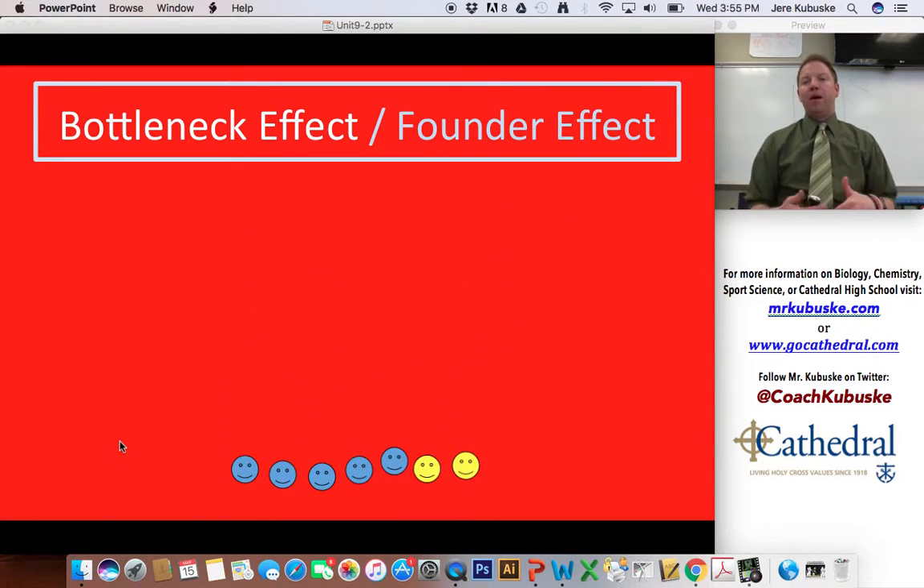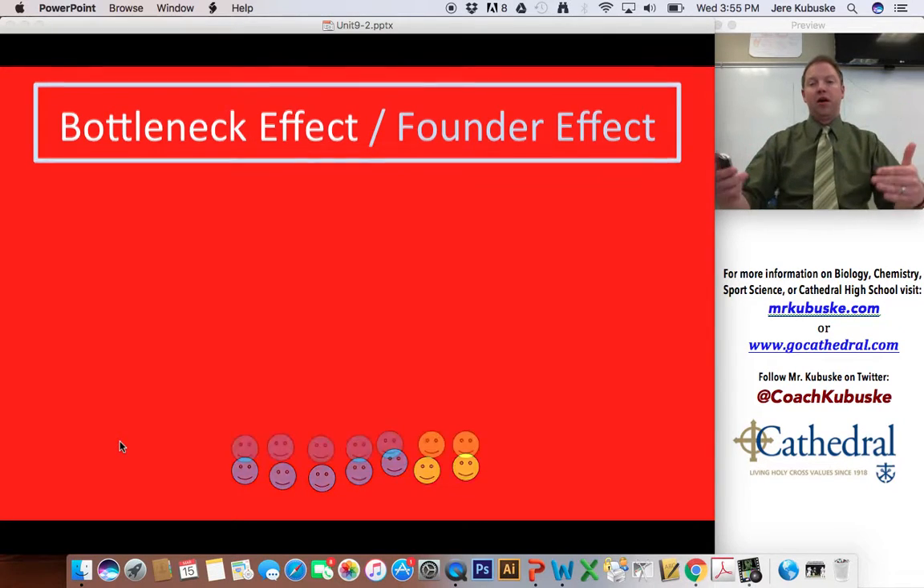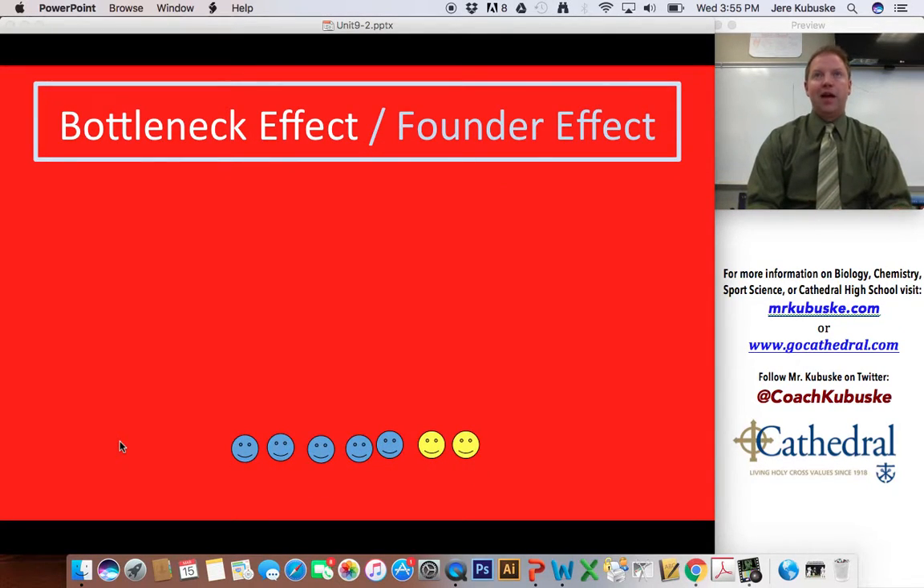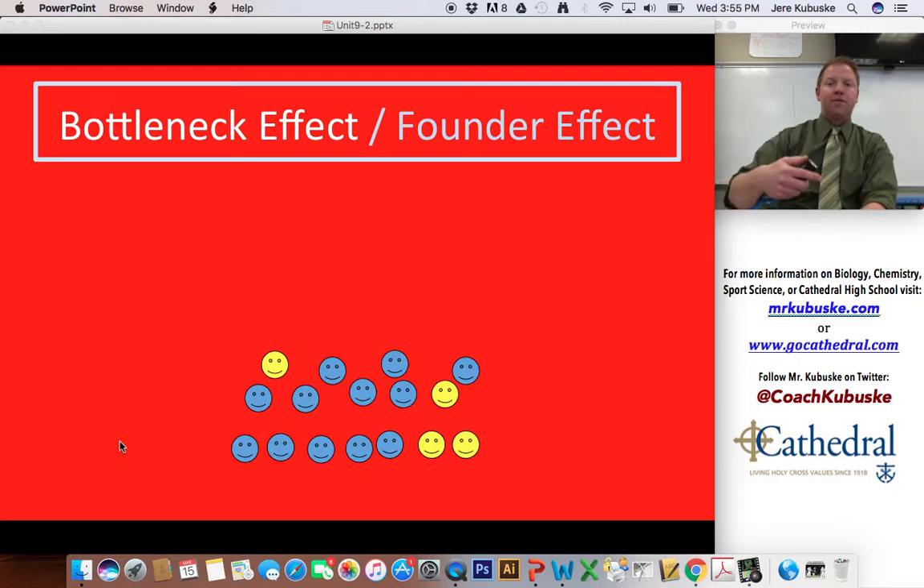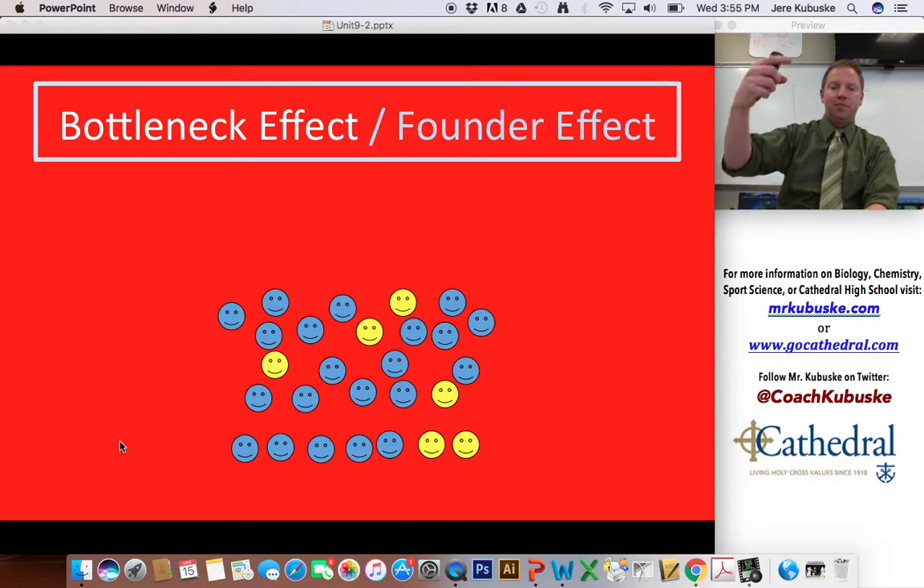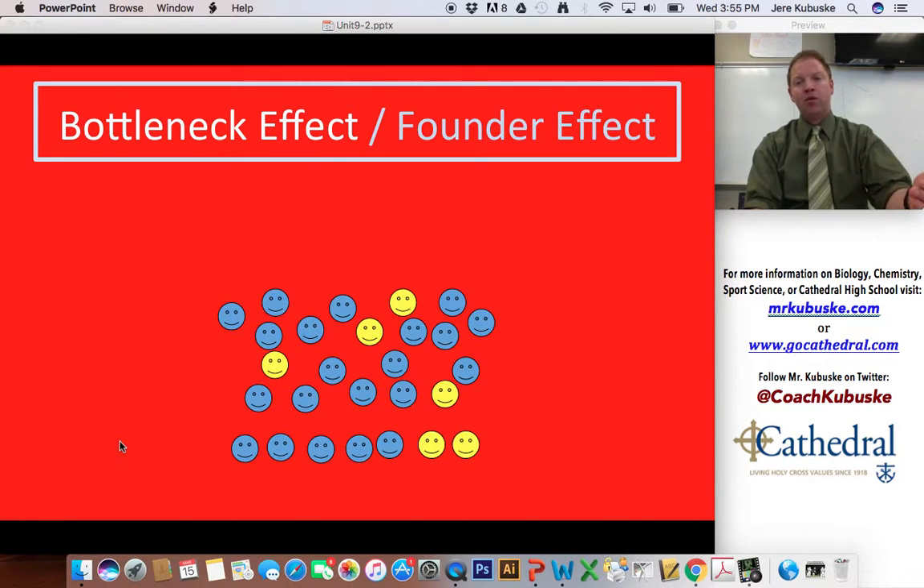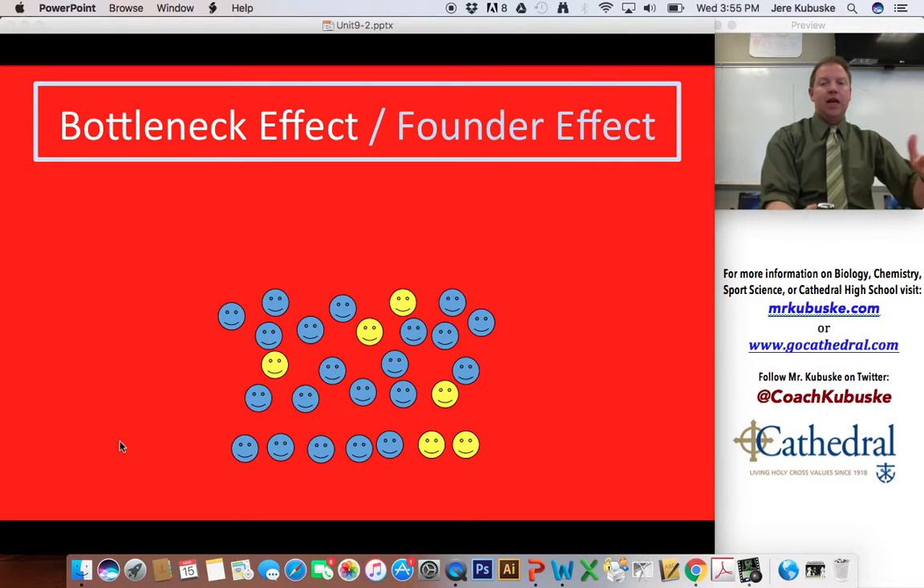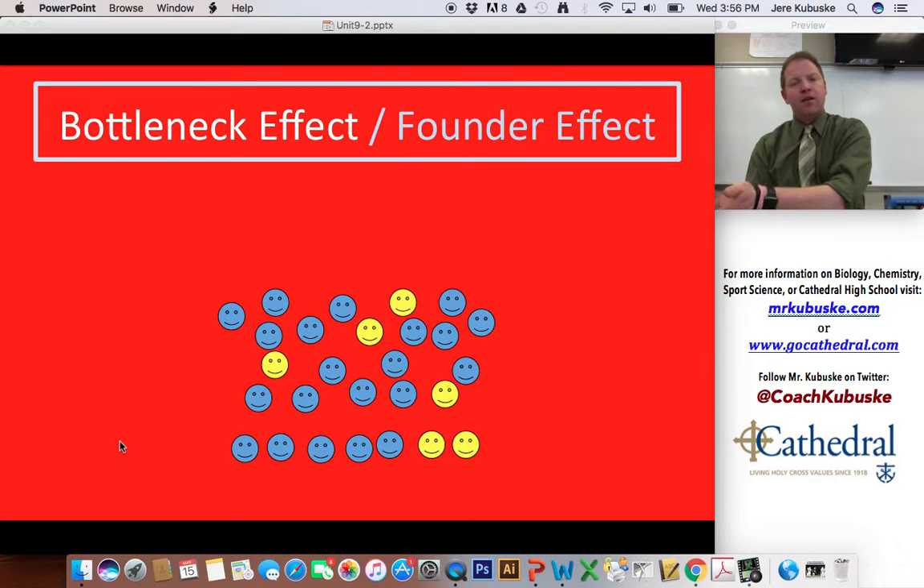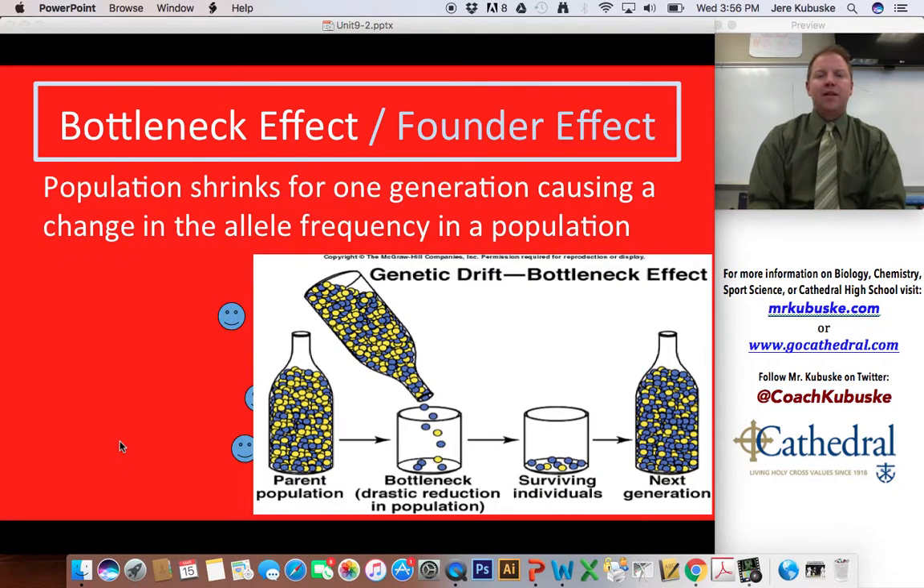So what will my population look like pretty much from here on out? Well, if we follow the idea of gene flow and genetic drift, we should see the same population occur regardless throughout the generations. We're going to see more blue faces now than yellow faces, even though before the natural disaster, it was the opposite. But it's because now there's more blue genes than there are, that's funny, yellow genes, okay? So that's the idea of the bottleneck effect.